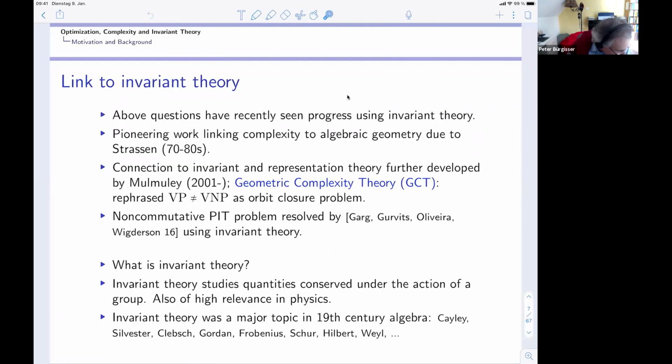So what is this invariant theory? What is it all about? It's a part of mathematics that is quite old. You study quantities that are conserved under the action of a group. This is clearly also of high relevance in physics. It's a kind of guiding principle in physics: preservation of energy, preservation of momentum, etc. In the 19th century, invariant theory was a major topic in algebra. You can see all these names, Cayley, Sylvester, and so on. I don't have to read all of them to you, but all of these people made contributions. It was very fashionable at that time.